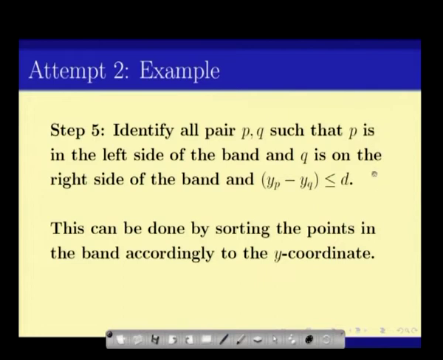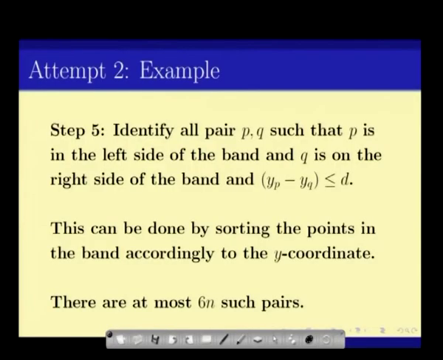What we know is that the total number of p q pairs must be less than 6n, because for every point in p there are at most 6 points which are at such a distance. So, once we have just 6n pairs, we go over all of these pairs exhaustively.